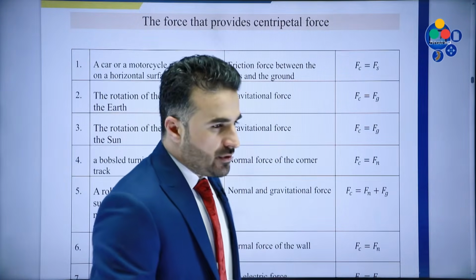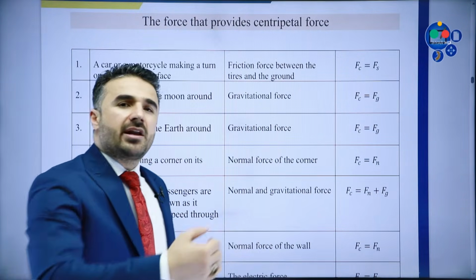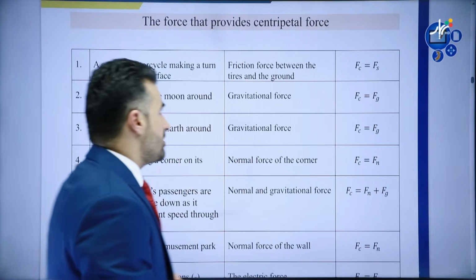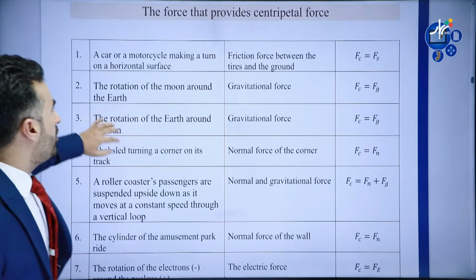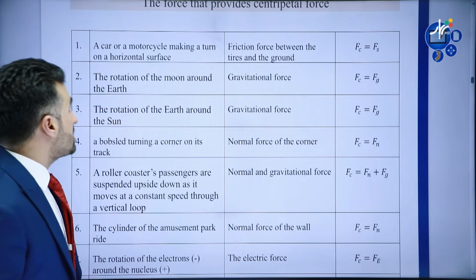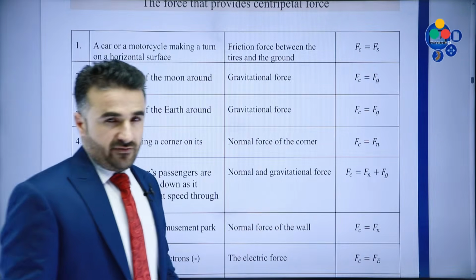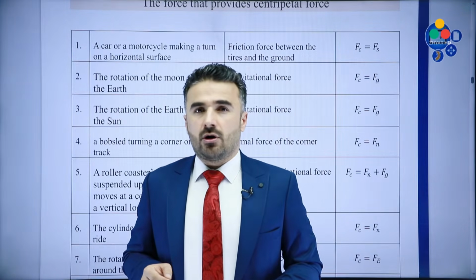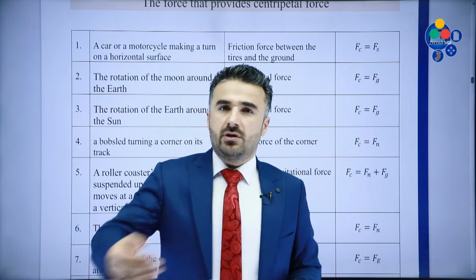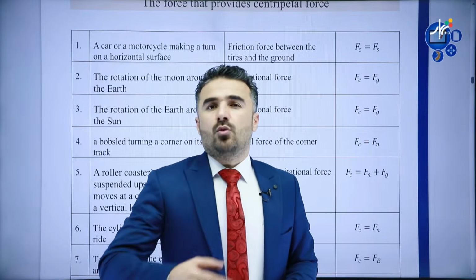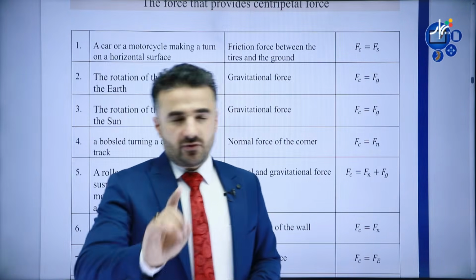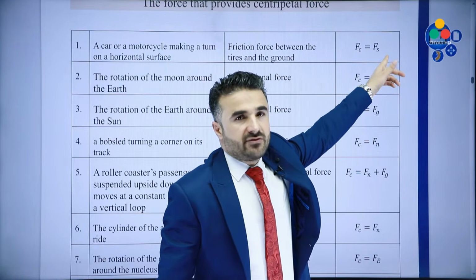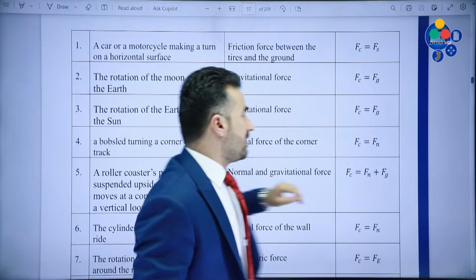So let's focus and see more situations, or more forces, that can provide the centripetal force. First, a car or a motorcycle making a turn on a horizontal surface. Remember, this is a horizontal surface we've mentioned before. If you're driving your car on a horizontal, let's say circular, track and you want to move in a circle, you need a centripetal force. But what provides the centripetal force? That is the force of friction. So the force of friction is equal to the centripetal force, and then of course you can solve the questions.